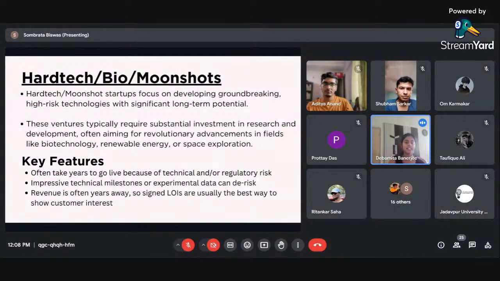Right. Hard tech bio moonshots. By the way, this is the model I was talking about initially. Initially, if you guys remember, I said there are two models which I think anybody our age should really look at if they want to start a company. What was the first one? SaaS. Yeah, the first one was SaaS. Second one is moonshots.